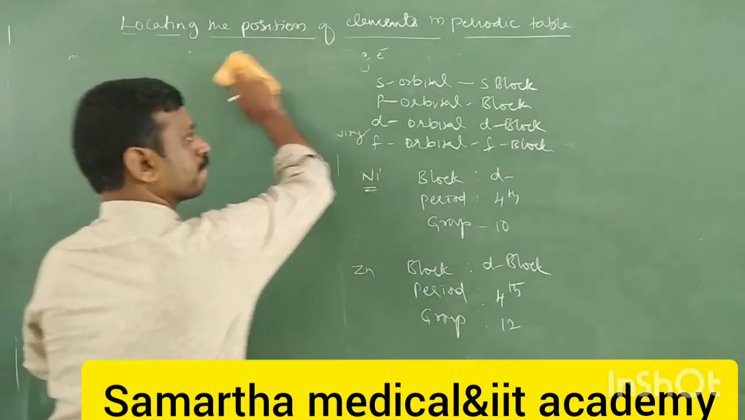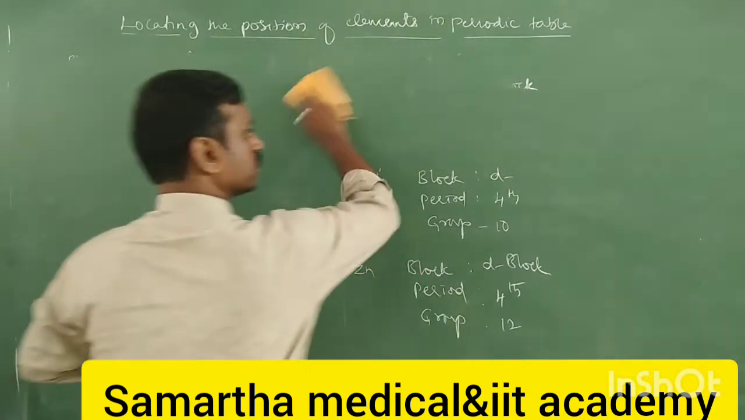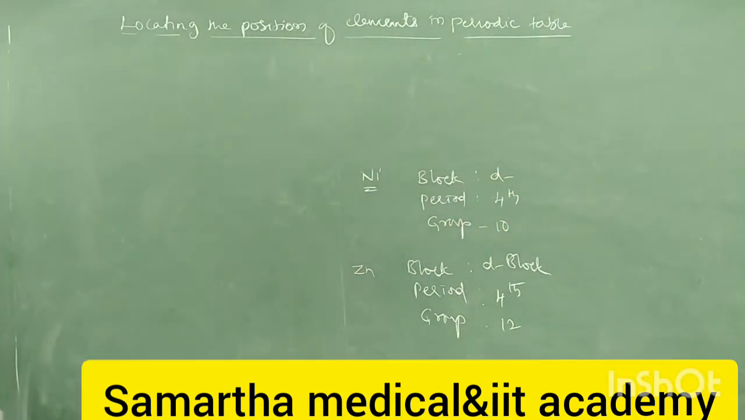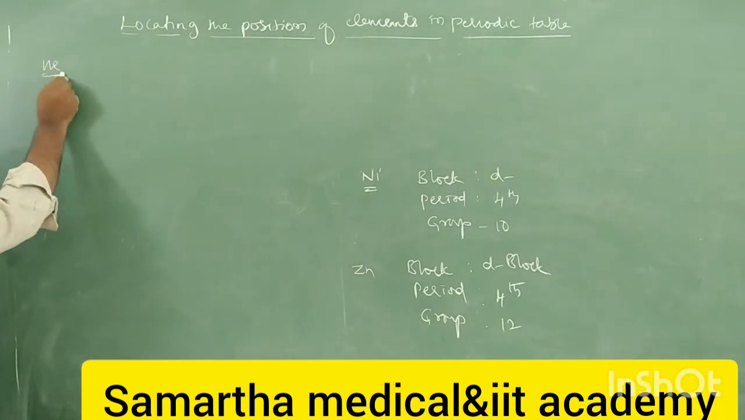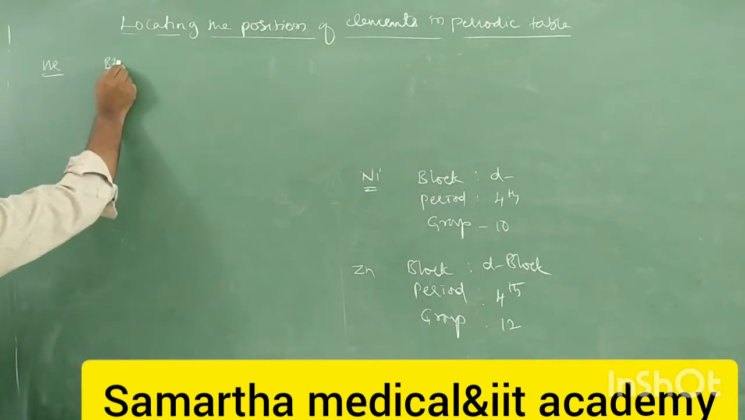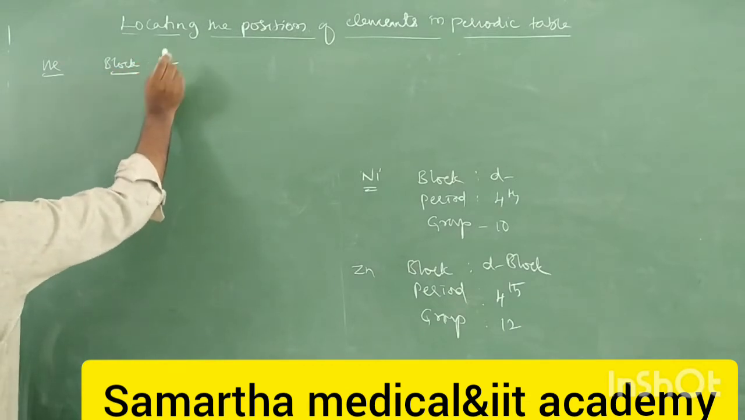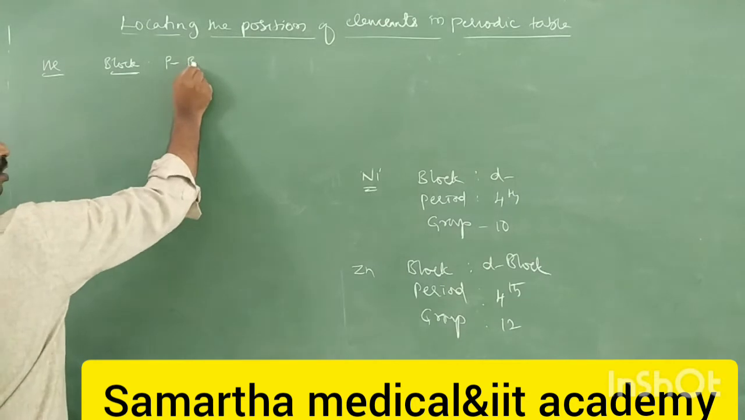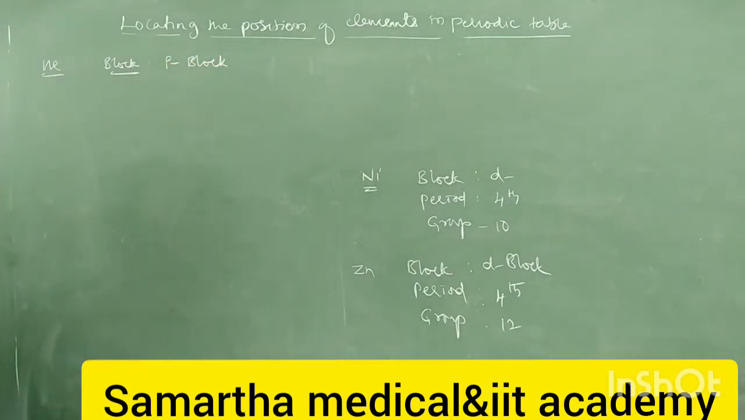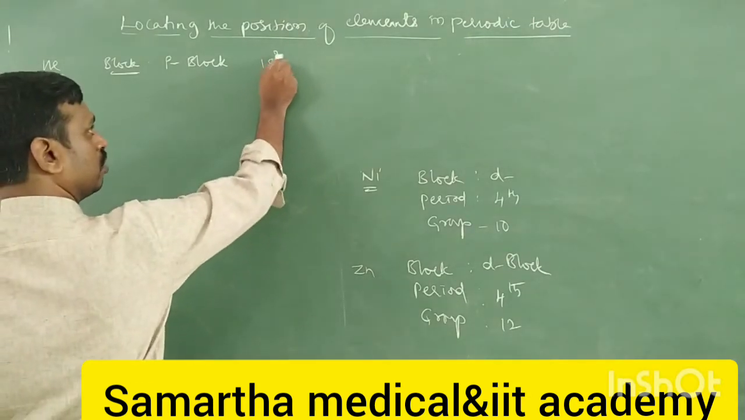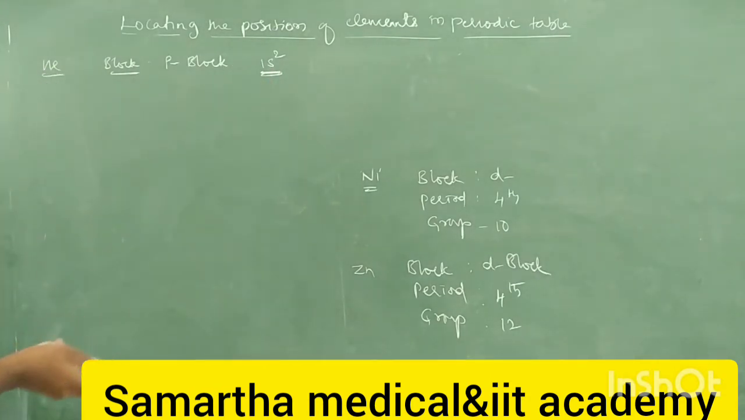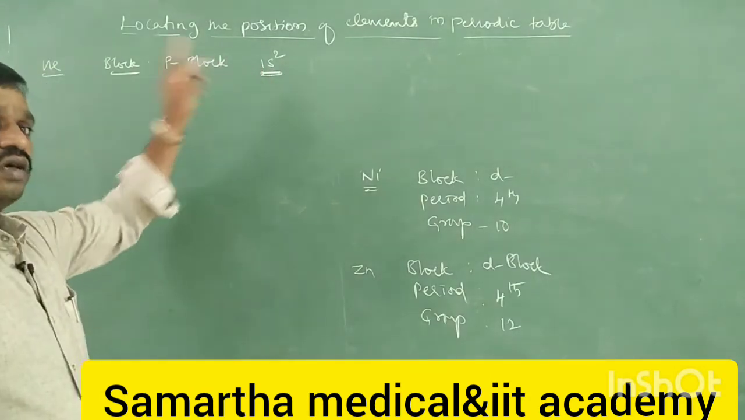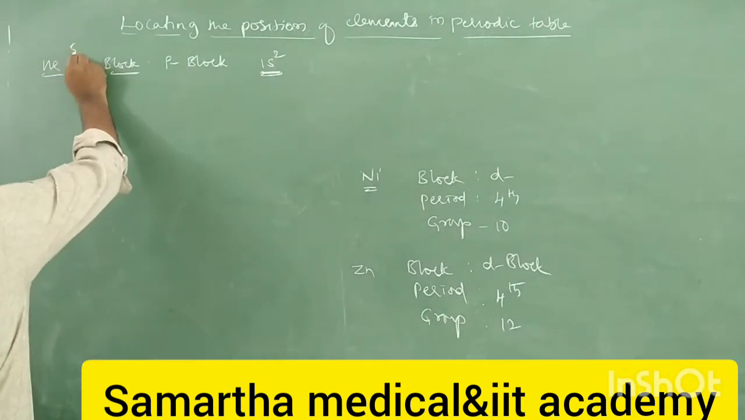Next, helium. What is the block? First period, 18th group, p block. It is a p block, no? So we studied that a p block element has p electrons, but helium has no differentiating p electron. If you read the electronic configuration 1s2, it is supposed to be s block because the differentiating electron is present in the s orbital, but it is a p block element. That is an exception. You should remember.